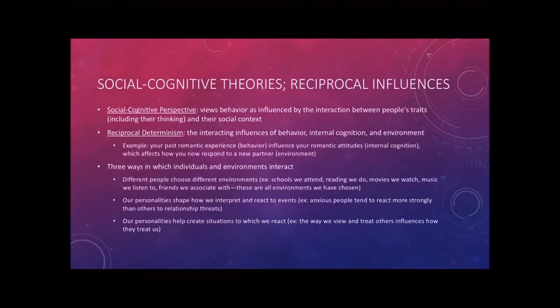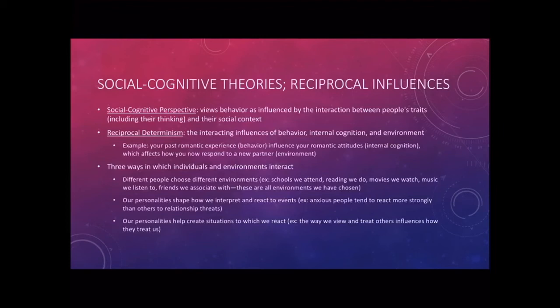Next, our personalities shape how we interpret and react to events. So anxious people tend to react more strongly than others to relationship threats. And that's kind of just that hypersensitivity to cues we talked about. When you have something that's happened to you before, you have some kind of anxiety surrounding something.